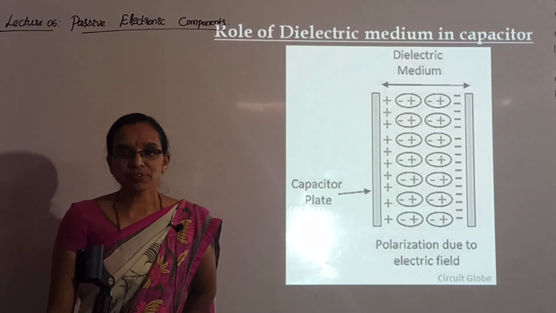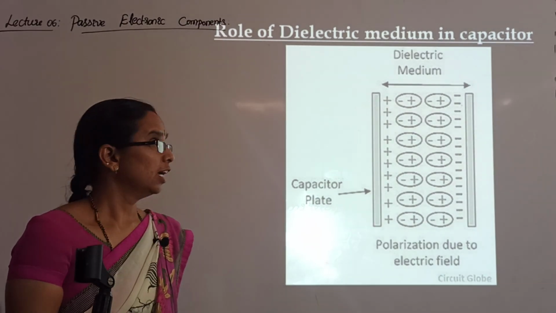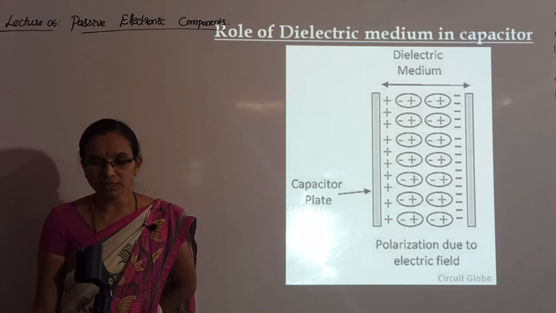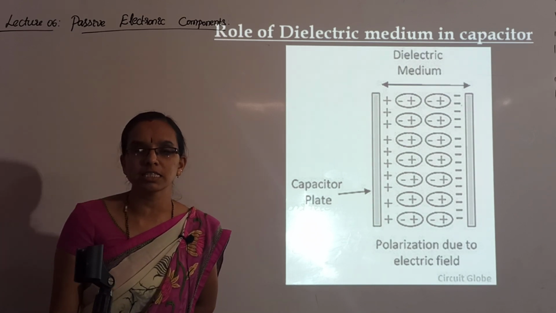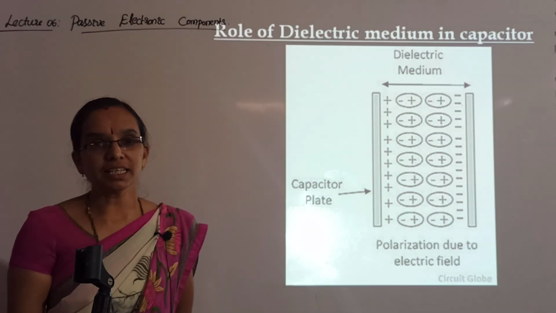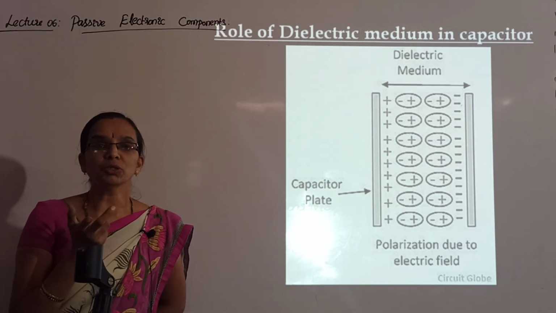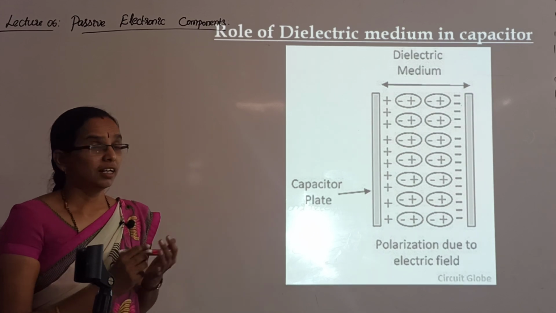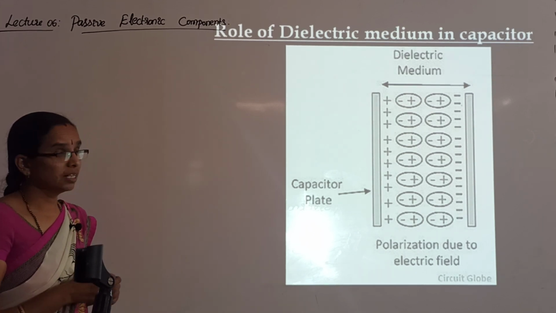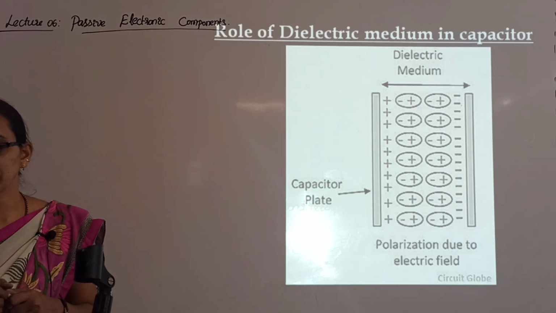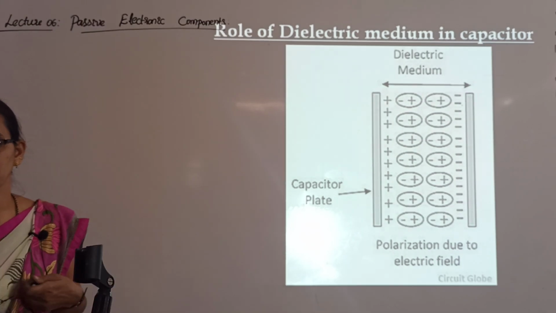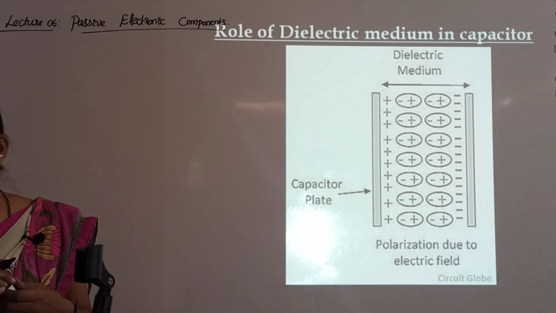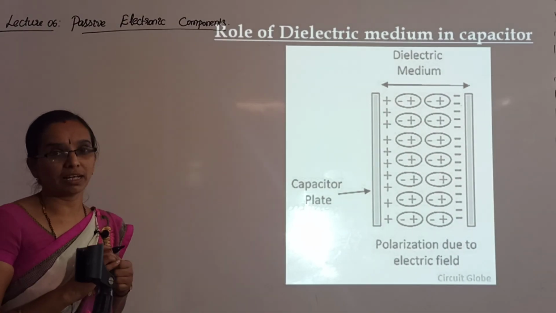In the last class we have studied the capacitance of the capacitor and how it depends on the area of the plates and the distance between the plates. Now we study that between the two conductive plates of the capacitor there is an insulating material that is known as dielectric. Dielectric medium indicates the ability of an insulator to concentrate electric flux.